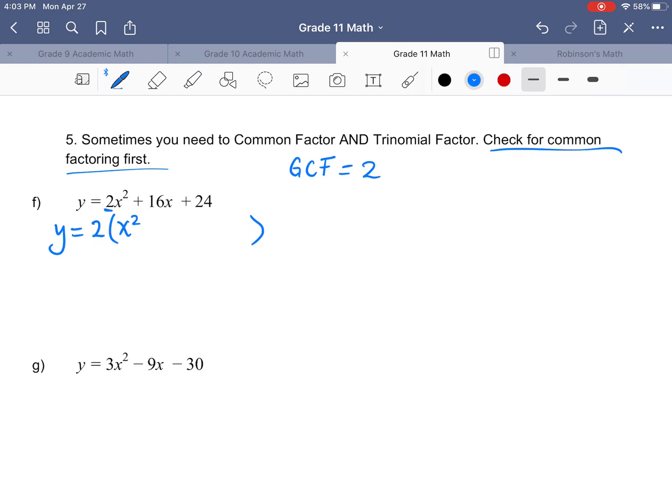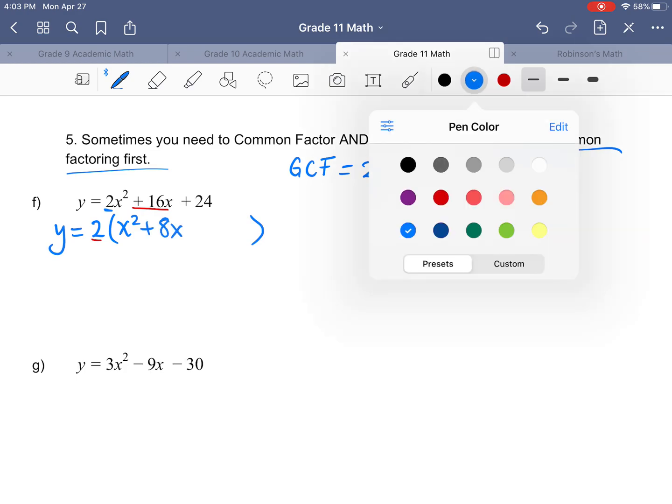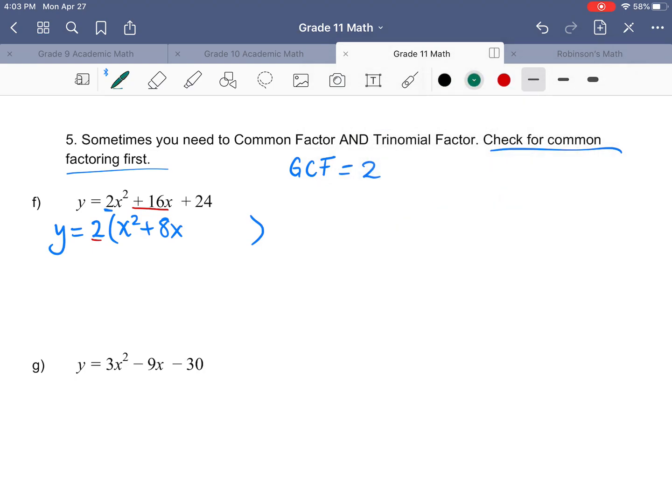The second term in the set of brackets is going to be the result of 16x divided by 2. Right, so here's our 16x, dividing it by 2, and that is going to give us 8x. And lastly, we have 24, divided by 2, and that is going to give us positive 12. Okay, so here we've done the common factoring bit. Now we are going to do our trinomial factoring.